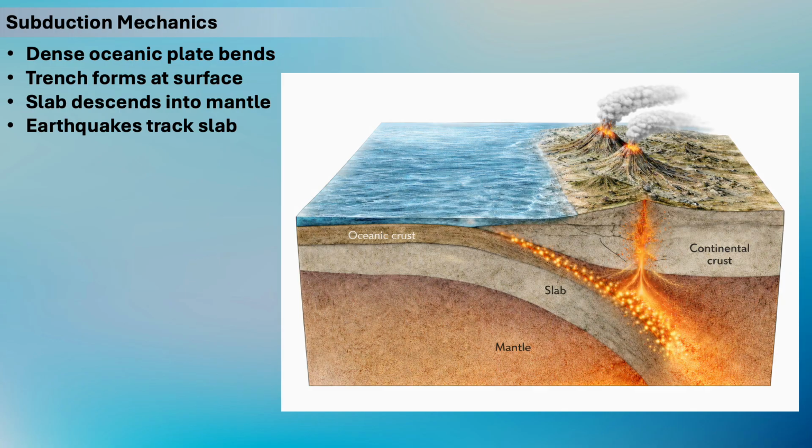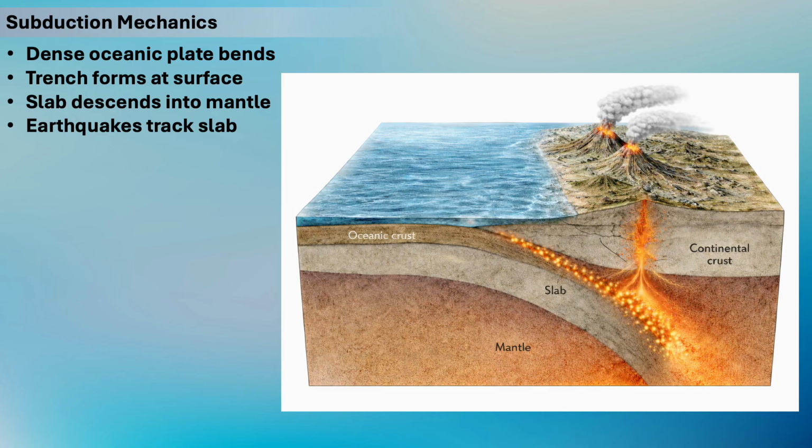This bending of a rigid plate creates a deep, narrow depression at the surface, which we observe as an ocean trench. The trench marks the location where one plate starts to descend beneath another.